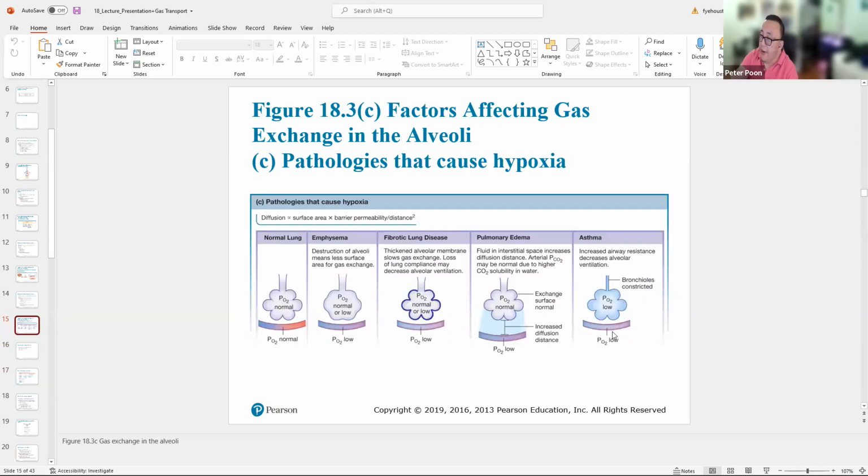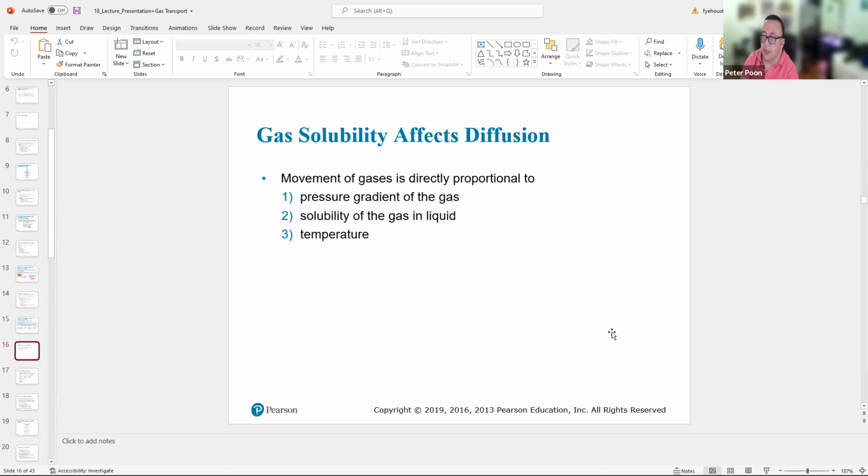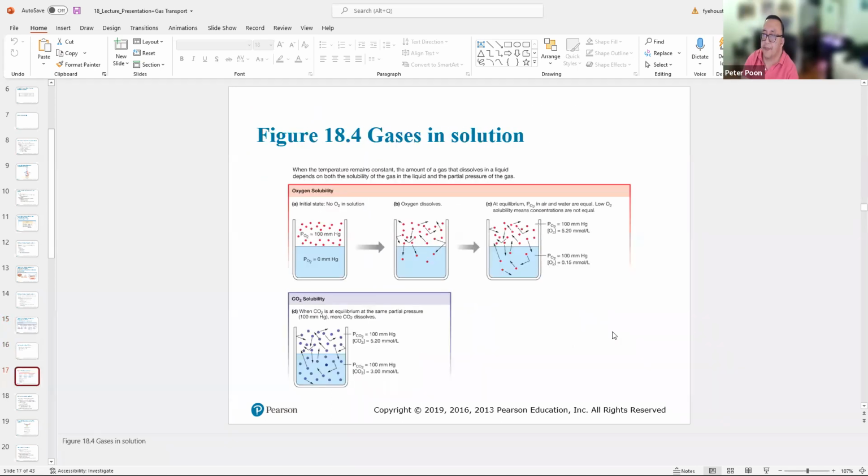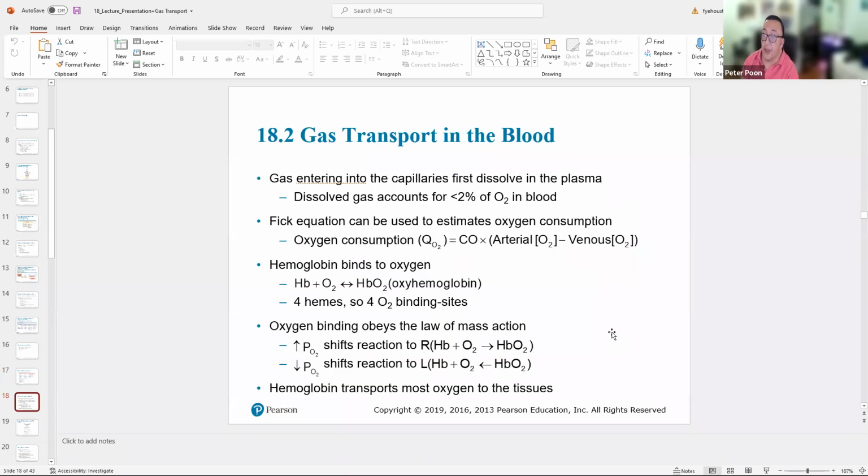So make sure you understand these 5 or 4 cases. The 5th one's normal, which I'm sure you guys know. All right. So those other slides are basic physics.